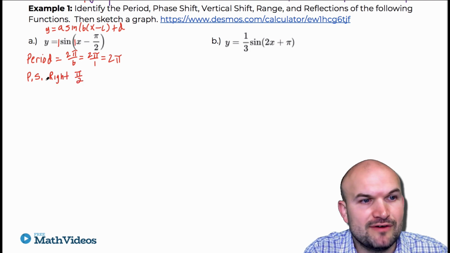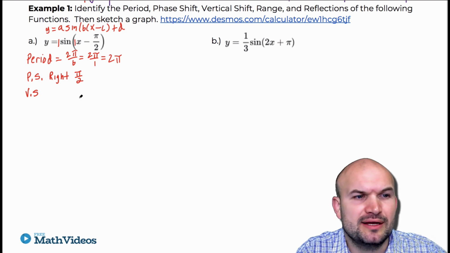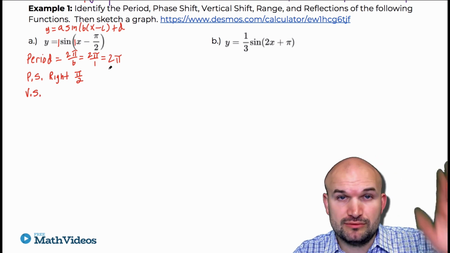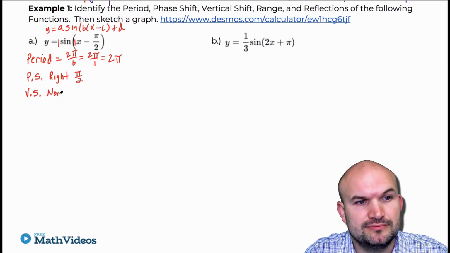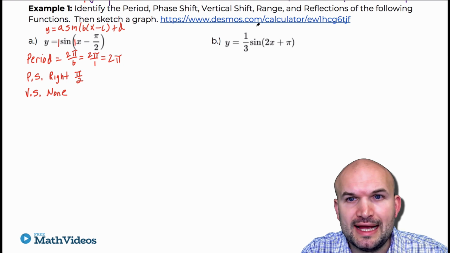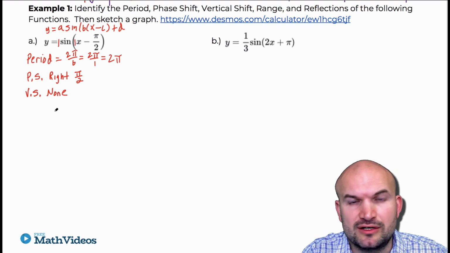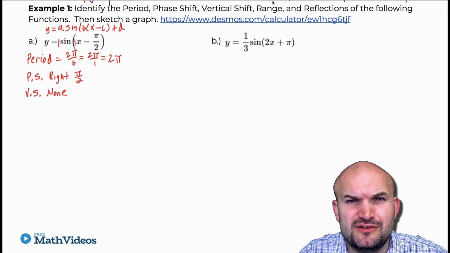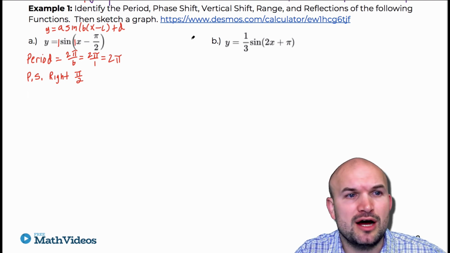Okay, then we have our vertical shift. Our vertical shift, we're not moving the graph up or down at all, so therefore that's going to be none. And then there's no reflections, so I'm not going to write anything down for reflections. Actually, I'm not even going to write vertical shift because there is no vertical shift, so let's not even deal with it.